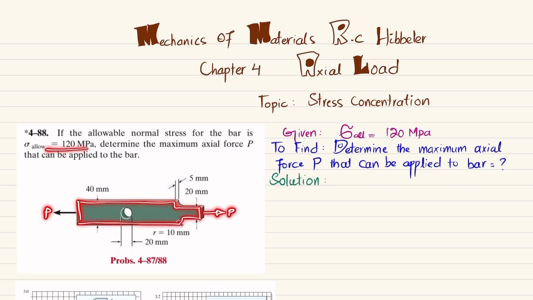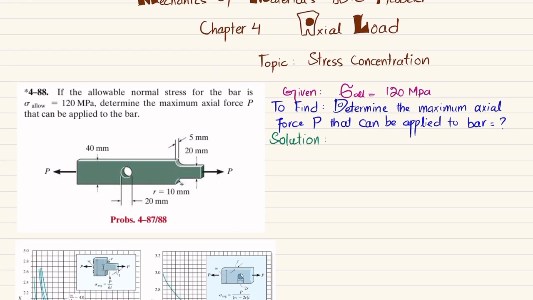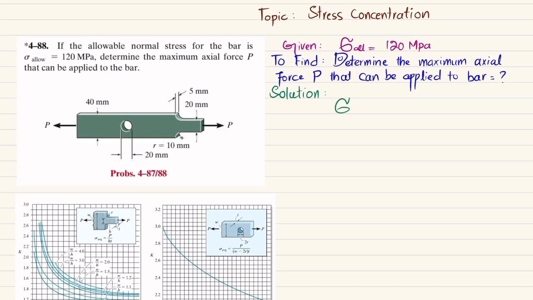And the allowable stress for that bar is 120 megapascal. So you have to determine this P load. Now you can see in this figure we have a fillet as well as a hole in this bar. So what we are going to do is find the P for the fillet as well as for the hole. So let's start with the solution. So we know that the maximum stress or allowable stress, both are the same. This is equal to the stress concentration factor multiplied by sigma average.